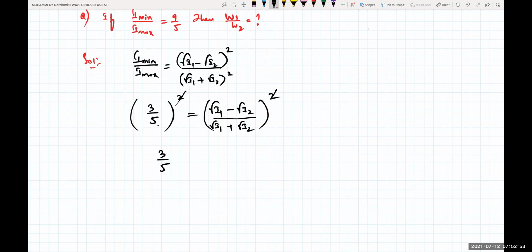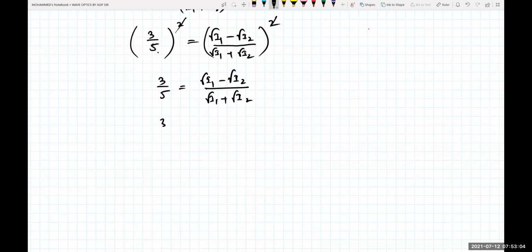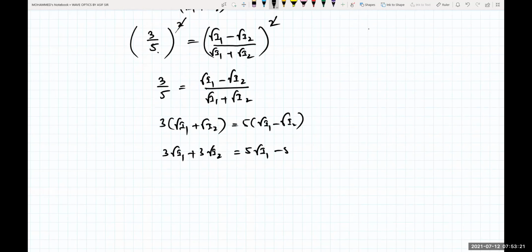So 3 by 5 will be equal to root of I1 minus root of I2 divided by root of I1 plus root of I2. Now cross multiply this one. So 3 into root of I1 plus root of I2 is equal to 5 into root of I1 minus root of I2. That means 3 into root I1 plus 3 into root of I2 is equal to 5 into root I1 minus 5 into root of I2.